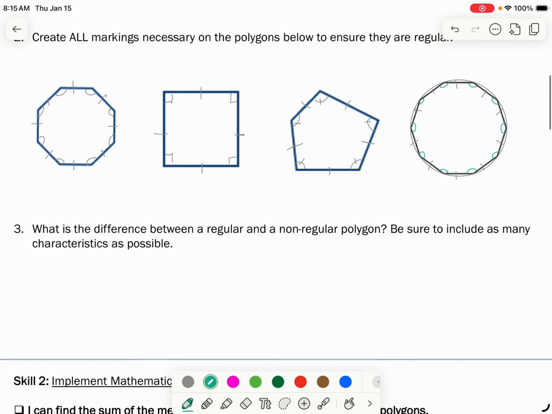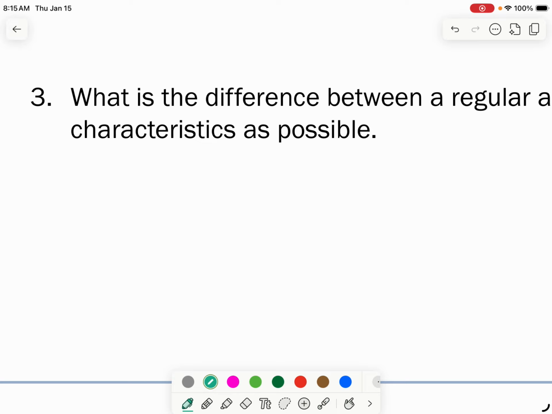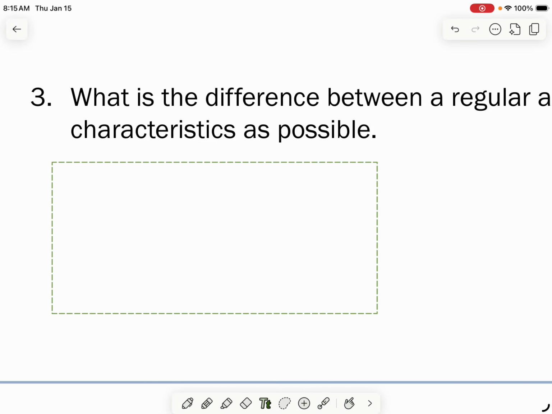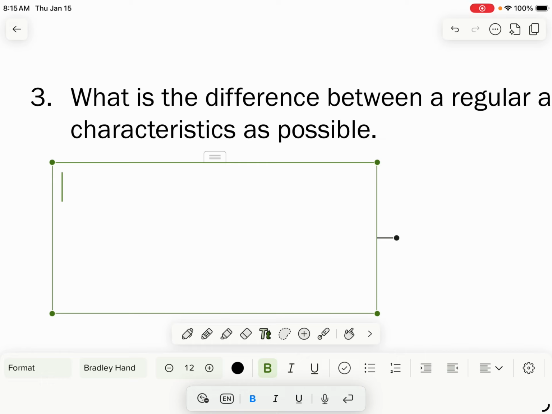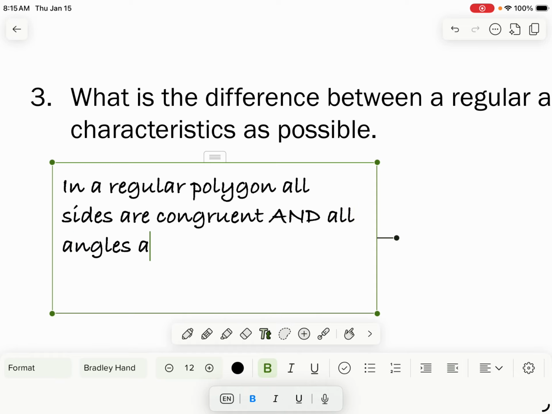All right. What's the difference between a regular and a non-regular polygon? We've already discussed this, but we want to write it down. A regular polygon, okay, and let's make sure we get this written out. In a regular polygon, all sides are congruent and all angles are congruent. Okay? Both of those have to be true.